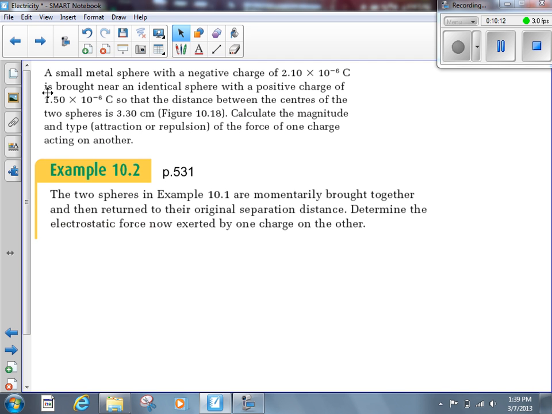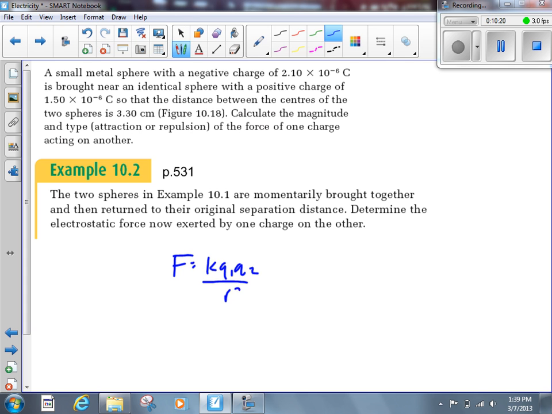This shouldn't be that hard of a question, isn't it just the same answers we had in that last example? F is equal to kQ1Q2 over r squared. 8.99 times 10 to the 9 times 2.1 times 10 to the minus 6 times 1.5 times 10 to the minus 6, divided by the distance, 0.030 meters, squared. Isn't it the same thing? What's different about it? Obviously, there's got to be a difference, otherwise they wouldn't be giving me this question, right? What's different about it? Go ahead.